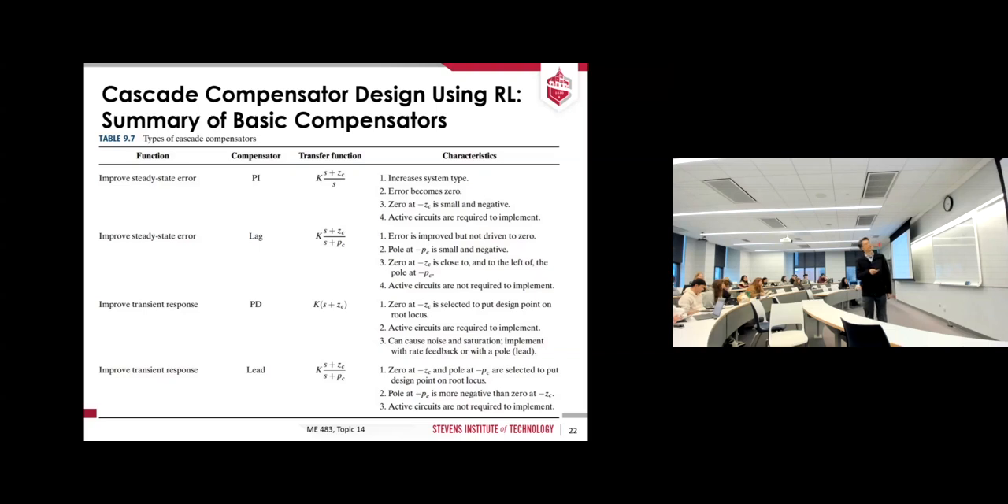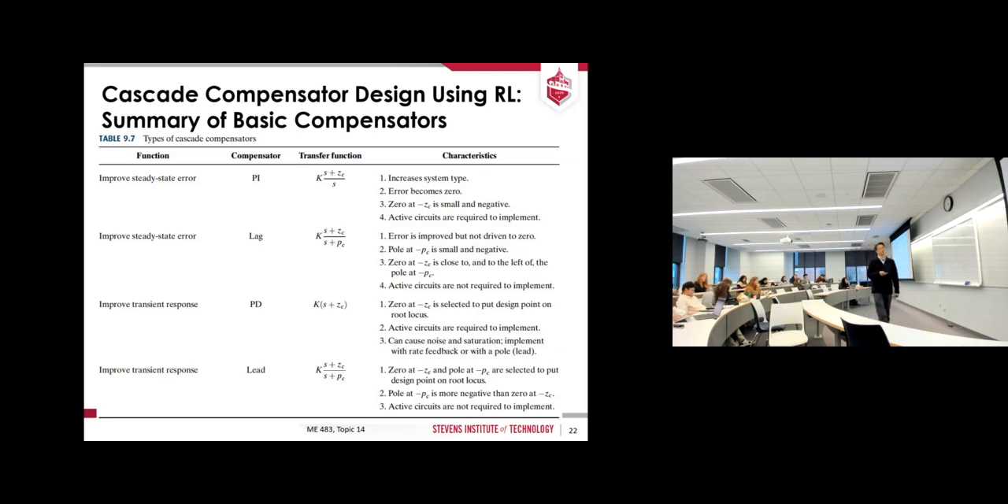The difference here is you have a pole at negative PC, okay? Very small number. And then a zero close to this pole, so that pole-zero cancellation occurs here. So that's how you do the lag. The major difference here is that active circuits are not required to implement it, which I'm going to show you a little bit later.